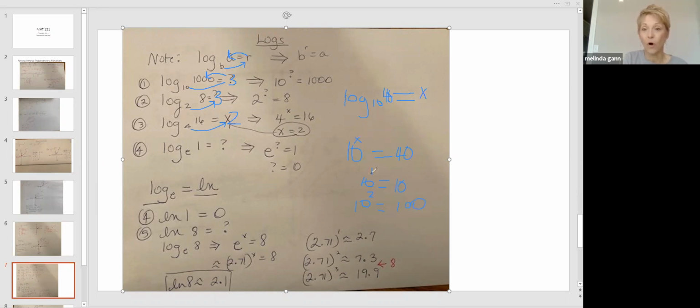X = 1 doesn't work because 10's too small. X = 2 doesn't work because the answer is too big. See, I'm looking for 40. 40 is somewhere between 10 and 100. So here's what I do know.